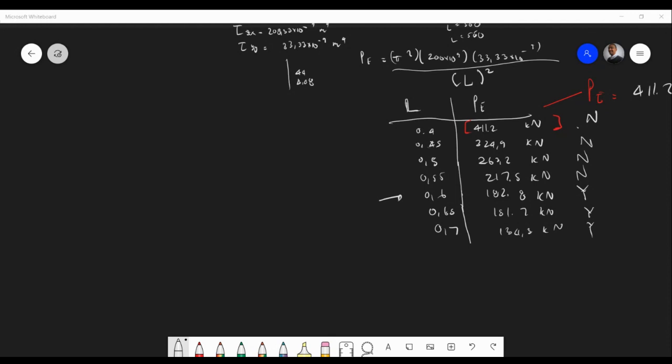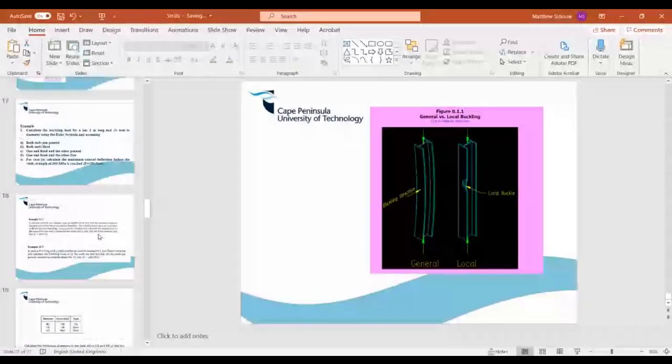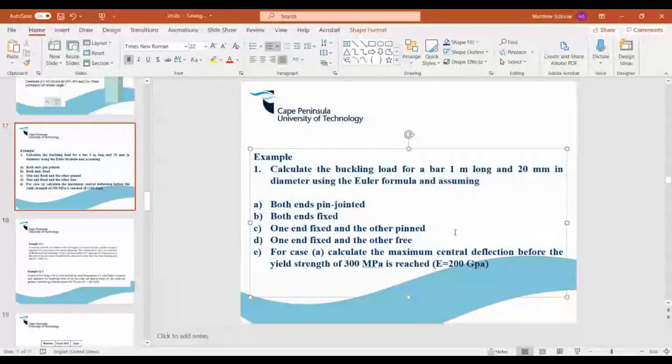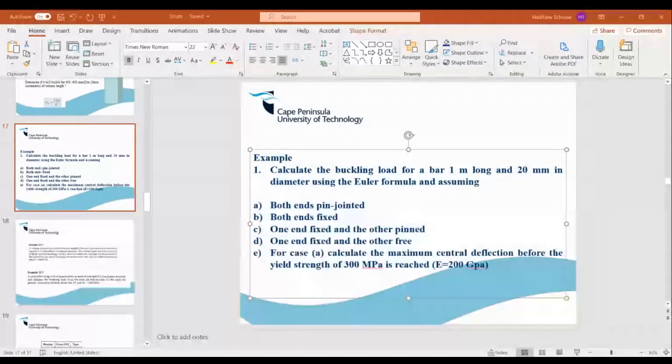Okay, so let's just do one more. We don't want to spend too long on this. This one here is the example in the textbook. It's going to be quick, and the idea is to get your pens out and play around. Here we're going to look at different conditions: both pin jointed, both fixed, one end fixed, and then we have to calculate something small. I'll copy that onto the whiteboard again and we'll solve this. The rest you can figure out yourself. Not that difficult, but know your Euler theorem very well.